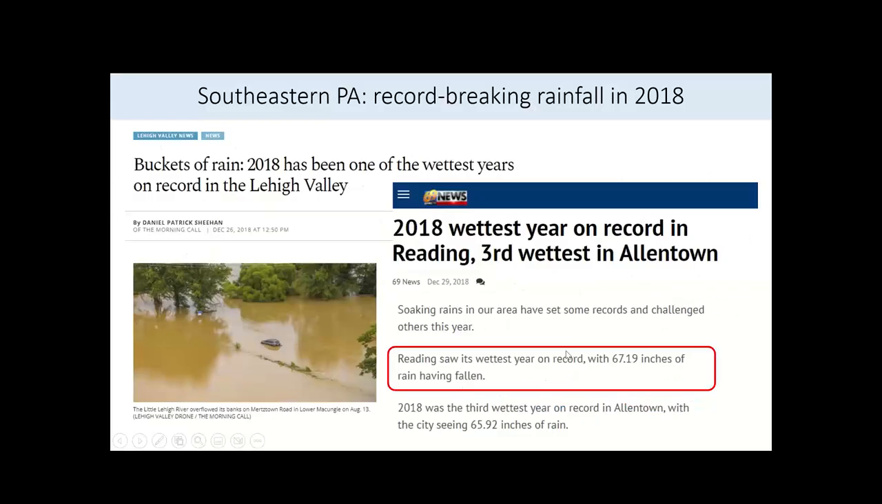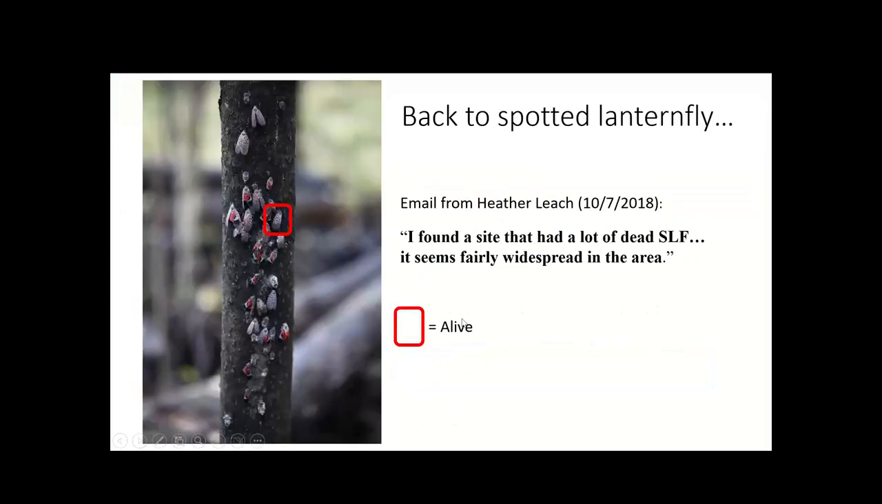And I say that because as we started to work on lanternflies, 2018 was a very wet year. In Reading, Pennsylvania, where there were a lot of lanternflies at the time, it was one of the wettest years on record. Looked there, it said 67 inches had fallen that year. And September was also pretty wet. So in early October, I got this email from Heather Leach. She was working at Penn State at the time, talking about spotted lanternfly. And she said, there's a lot of dead lanternflies in this area, and I don't know what's going on.